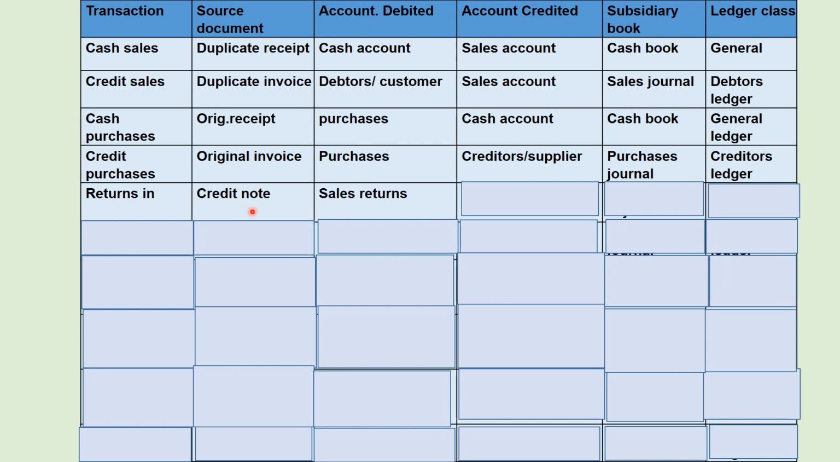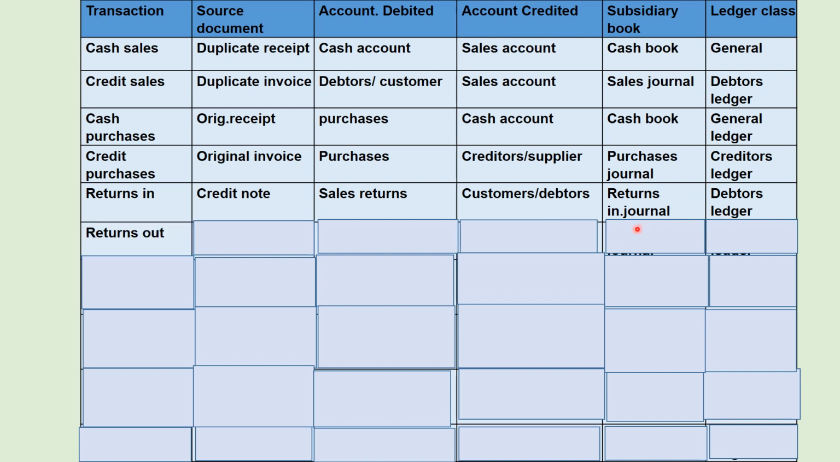The first is sales returns, which records all things that you sold and have been returned. The second one, of course, is the customer. Okay, so the subsidiary book is the returns inwards journal and the class of ledger is the debtors ledger.